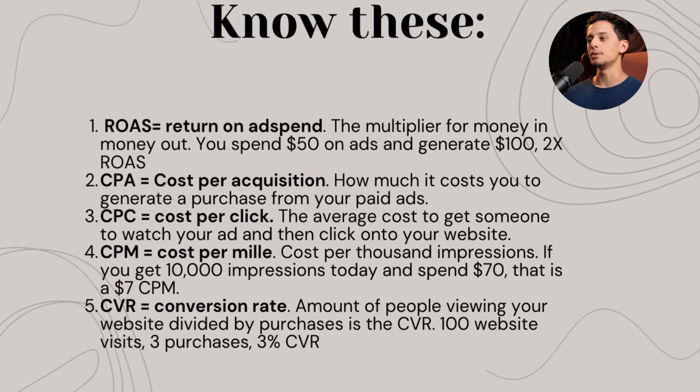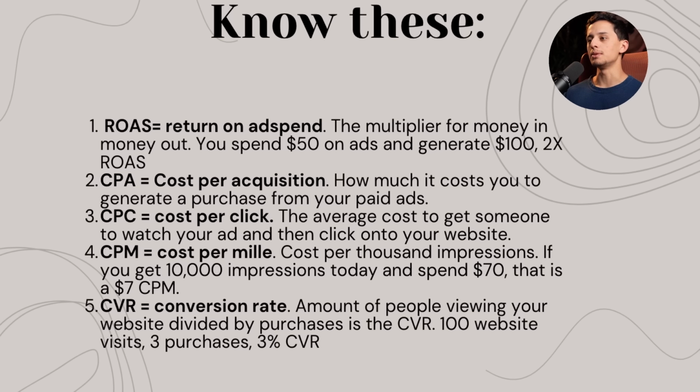This is the average cost for each link click from your ad. So let's say you spent $10 and you got 100 clicks on your ad. That would give you a 10-cent cost per click. The next one is CPM. This is going to be cost per mille, or the cost per 1,000 impressions. An example, if you get 10,000 impressions and you spent $70 on ads, what would the CPM be? That would end up being $7 per mille, or per 1,000 impressions.